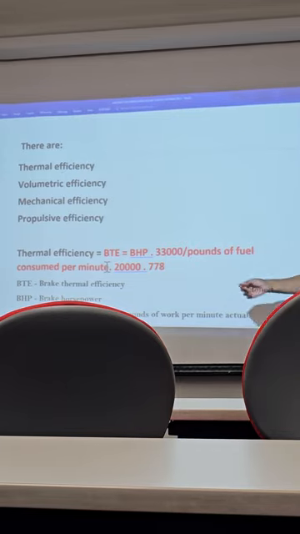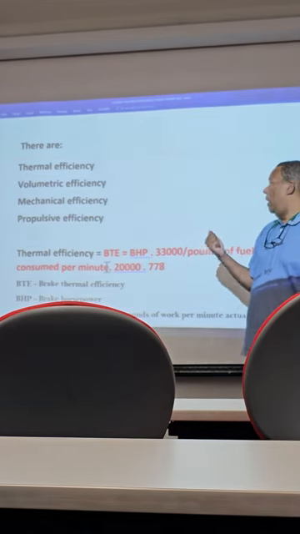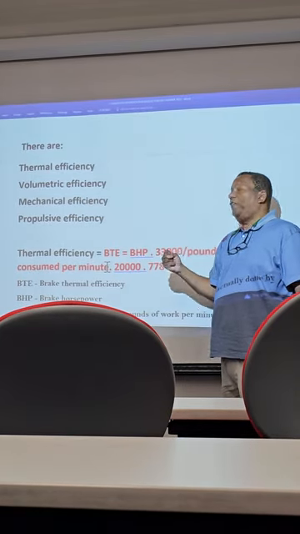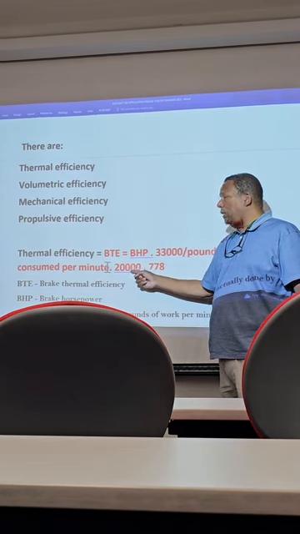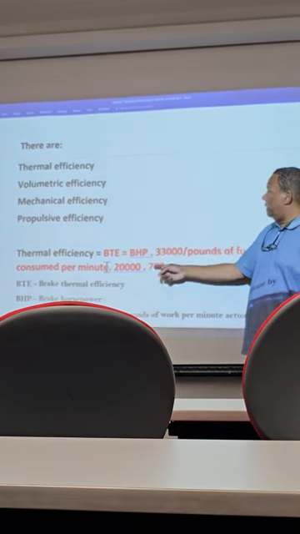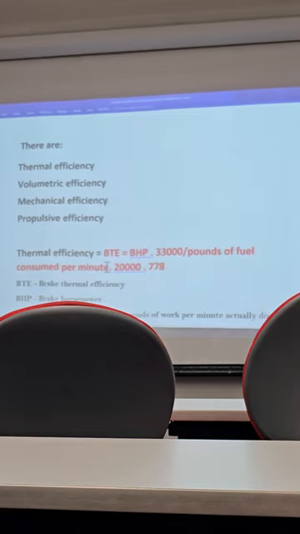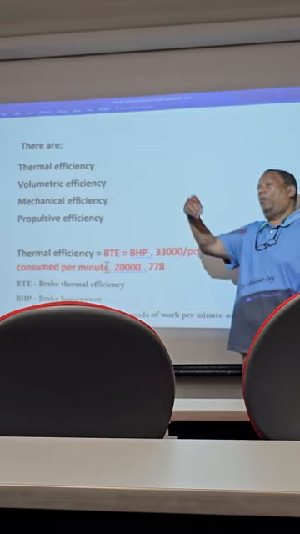Then, 1 pound of gasoline for the piston engine has a heat value of 20,000 BTU. This is multiplied by 778. Well, each BTU is a heat, right? It's capable of developing 778 foot-pounds of work.